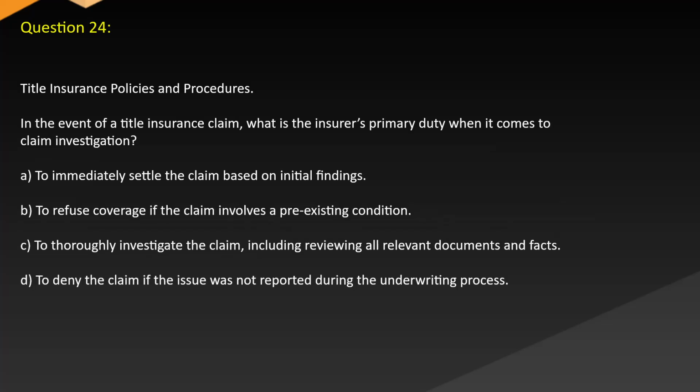Question 24. Title insurance policies and procedures. In the event of a title insurance claim, what is the insurer's primary duty when it comes to claim investigation? A. To immediately settle the claim based on initial findings. B. To refuse coverage if the claim involves a pre-existing condition. C. To thoroughly investigate the claim, including reviewing all relevant documents and facts. D. To deny the claim if the issue was not reported during the underwriting process.